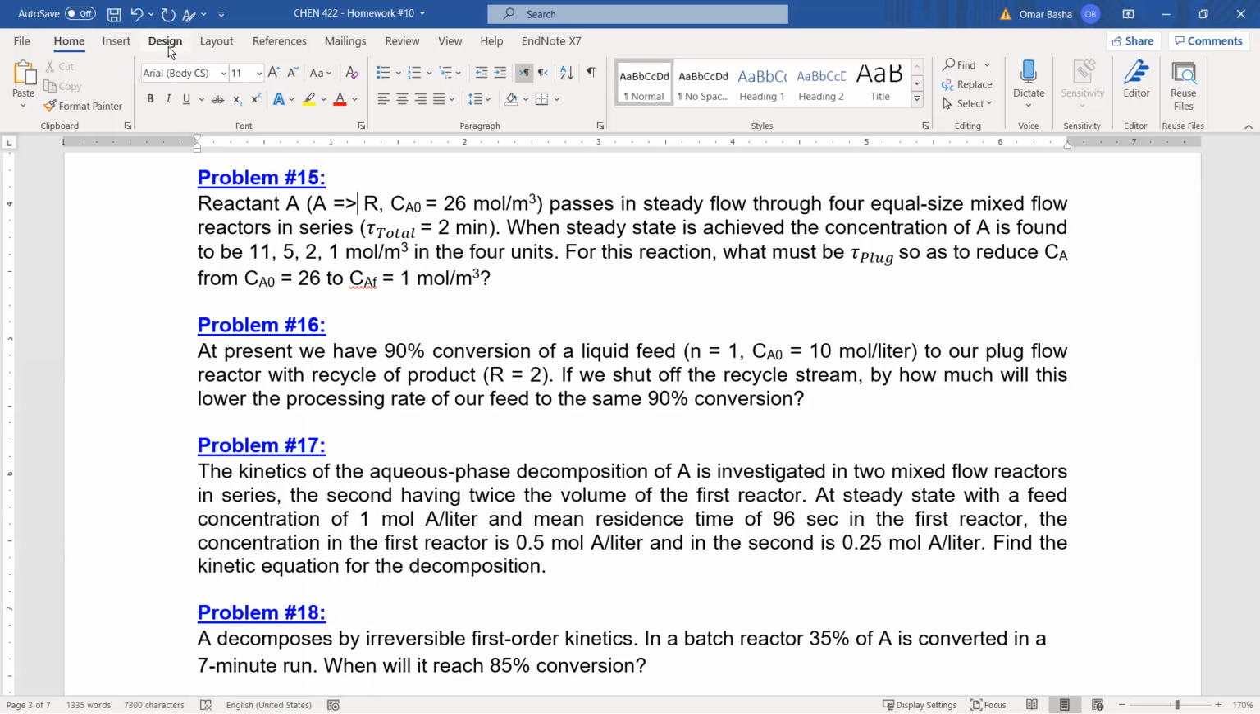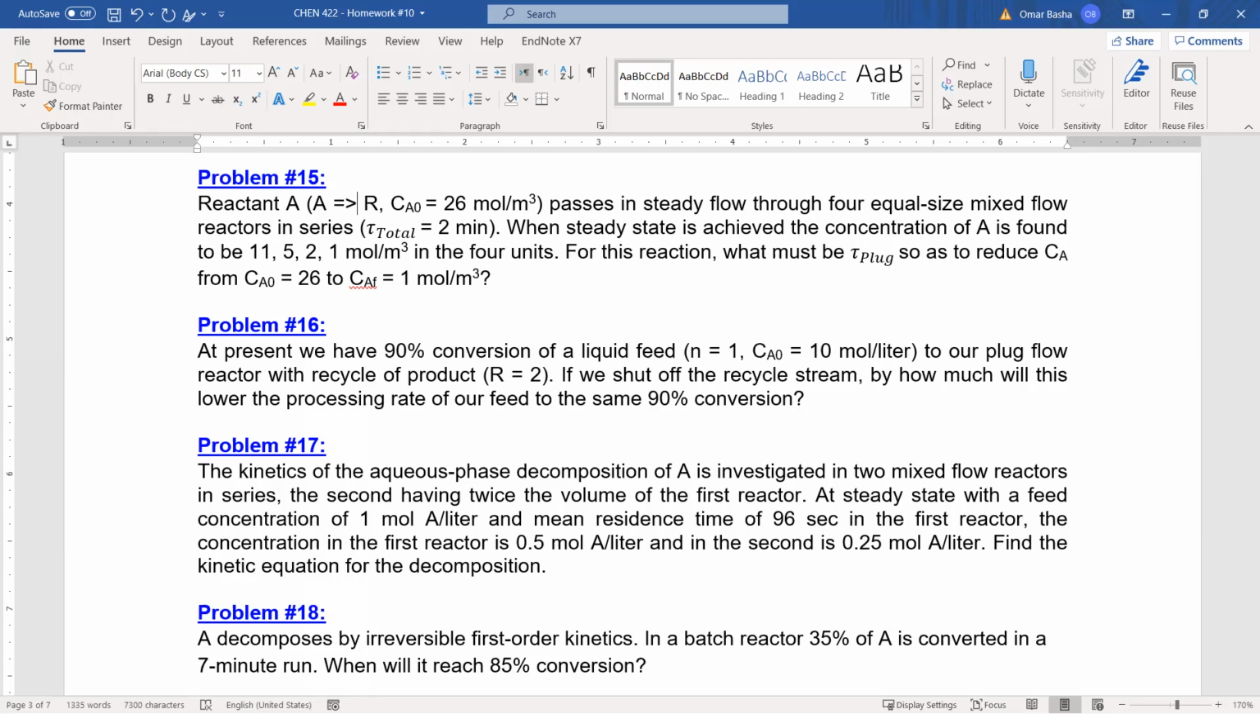A goes to R. Ca naught is 26 moles per meter cubed, passes in steady flow through 4 equal-sized mixed flow reactors in series. Total space-time is 2 minutes. When steady state is achieved, the concentration of A is found to be 11.5 moles per meter cubed in the 4 units. For this reaction, what must be the equivalent space-time in the plug flow reactor to reduce the concentration from Ca naught to a final CAF of 1 mole per meter cubed? So what it's asking is, how can we achieve the same thing in a plug flow reactor, and what's the required space-time to do so?